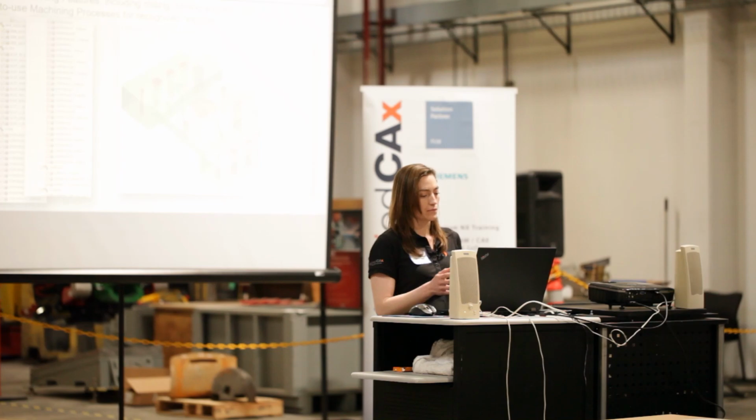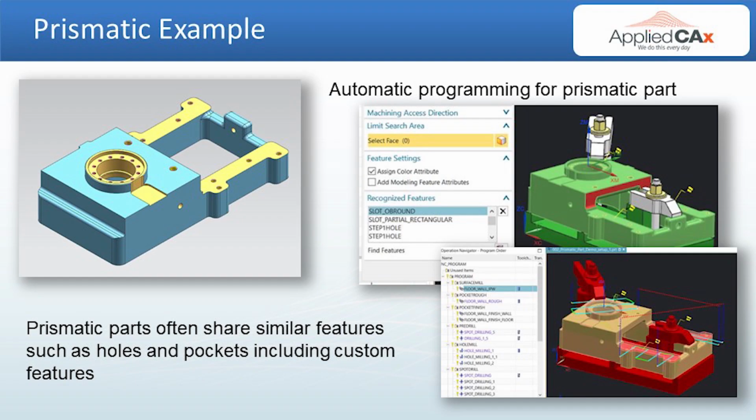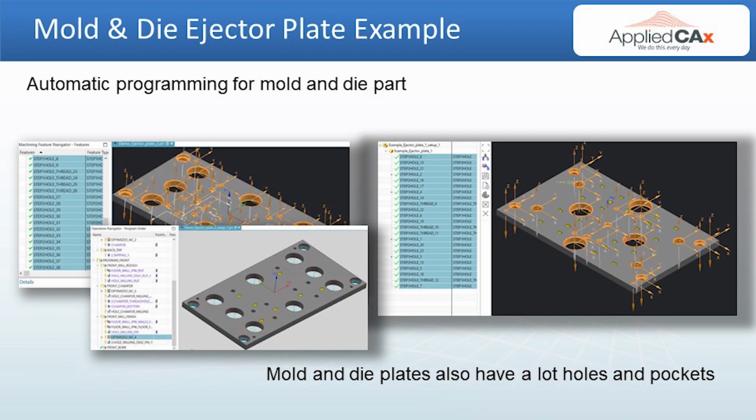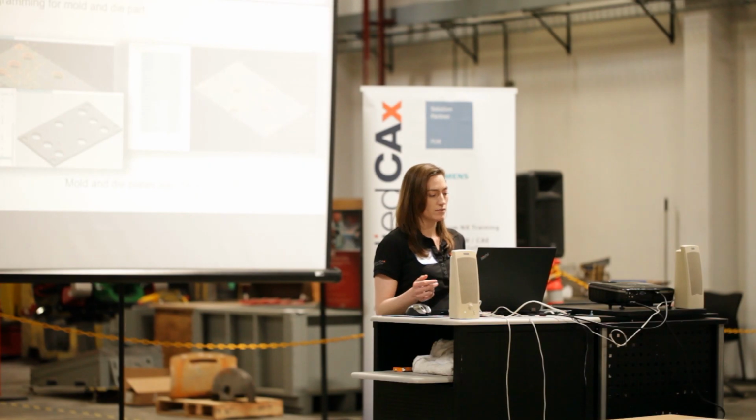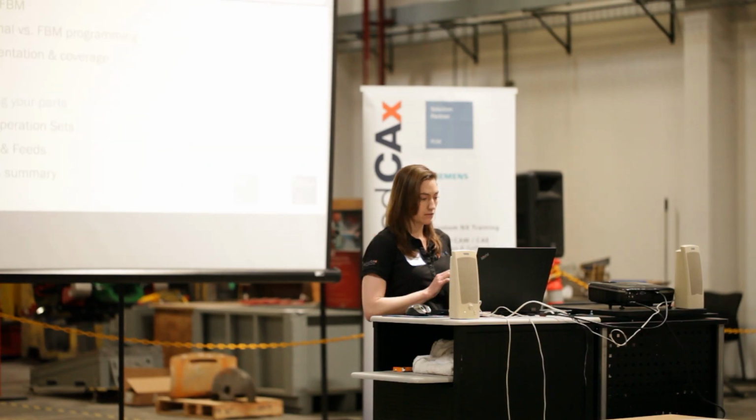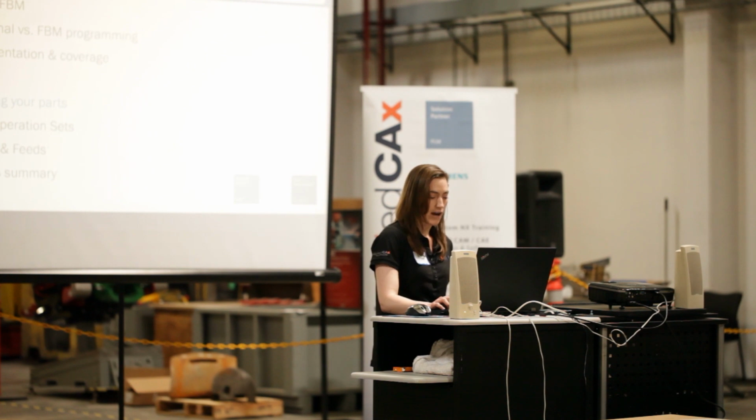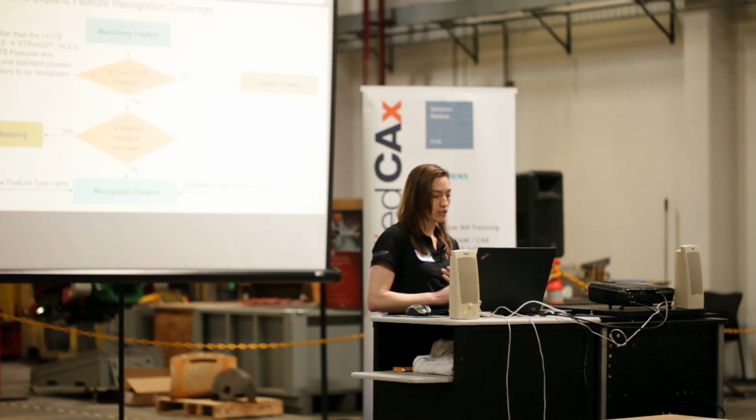So that was the first demo. We saw all of the out-of-the-box features that you have access to, and we saw how quickly you can find your features and create your operations. And then we saw the prismatic example, and then we saw the plate parts. Plate parts usually have a lot of holes and pockets, and you can take advantage of that information. So next we're going to talk about how to analyze your part if you're looking into feature-based machining.